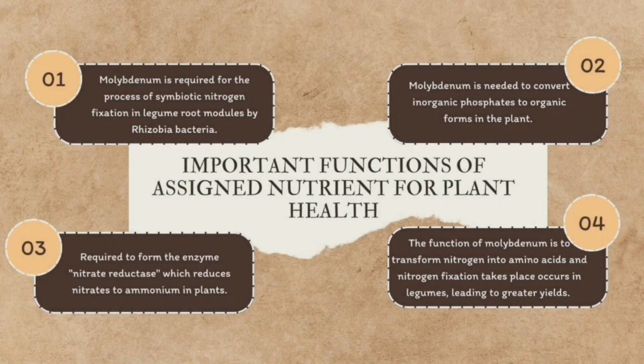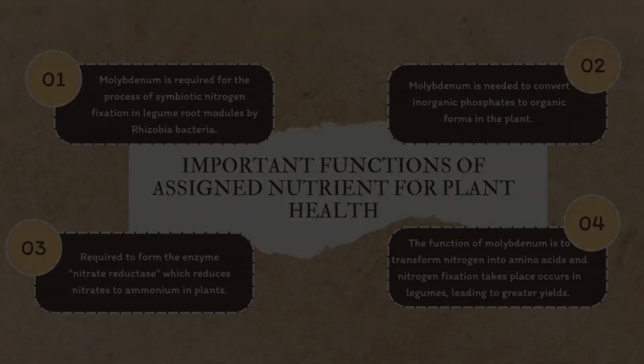Next, I will explain about the important function of the assigned nutrient for plant health. First, molybdenum is required for the process of symbiotic nitrogen fixation in legume root nodules by the rhizobia bacteria. Second, molybdenum is needed to convert inorganic phosphate to organic form in the plant, and the third is required to form the enzyme nitrate reductase, which can reduce nitrate to ammonium in plants. And the fourth, molybdenum is used to transform nitrogen into amino acids, and nitrogen fixation takes place in legumes.